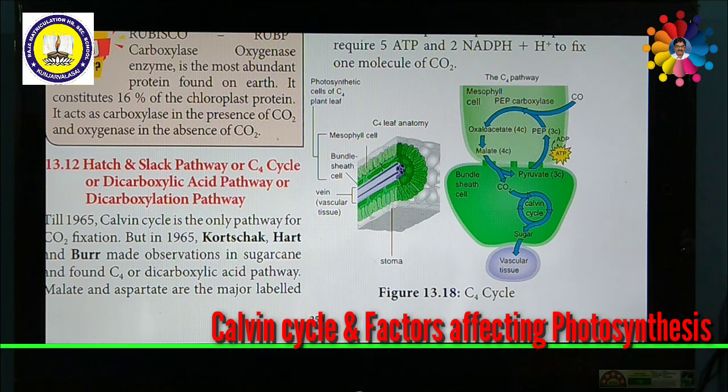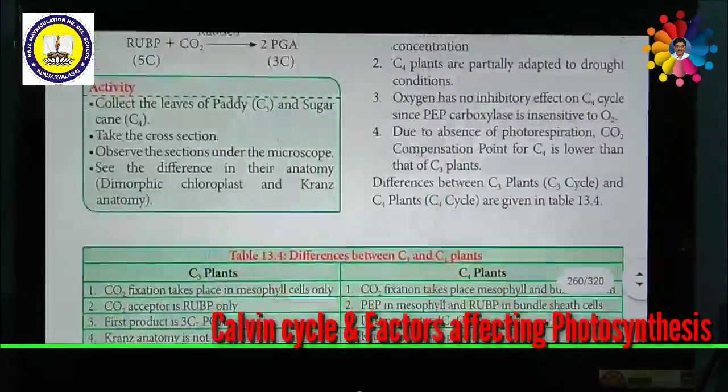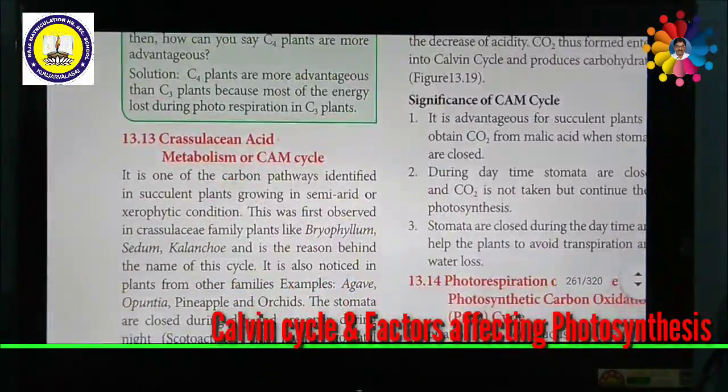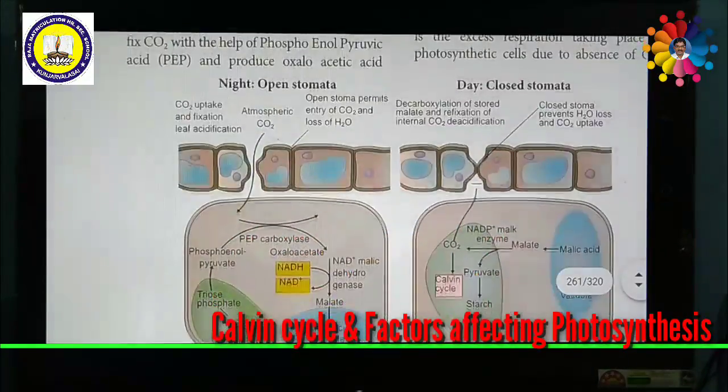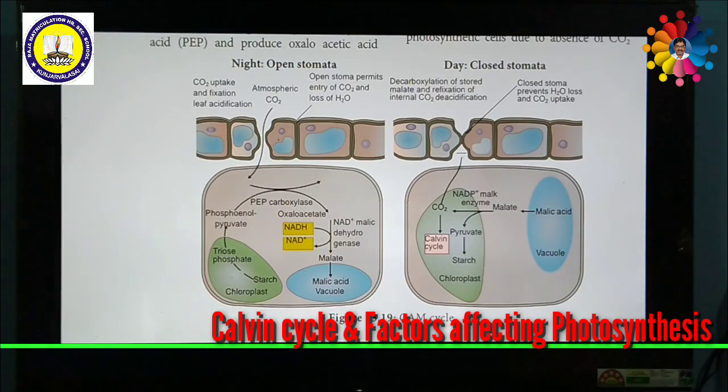Now we are going to see another mechanism called the CAM cycle, or Crassulacean acid metabolism cycle. That is CAM metabolism. Look at this picture. This picture will help us to understand CAM metabolism. CAM cycle means Crassulacean acid metabolism.